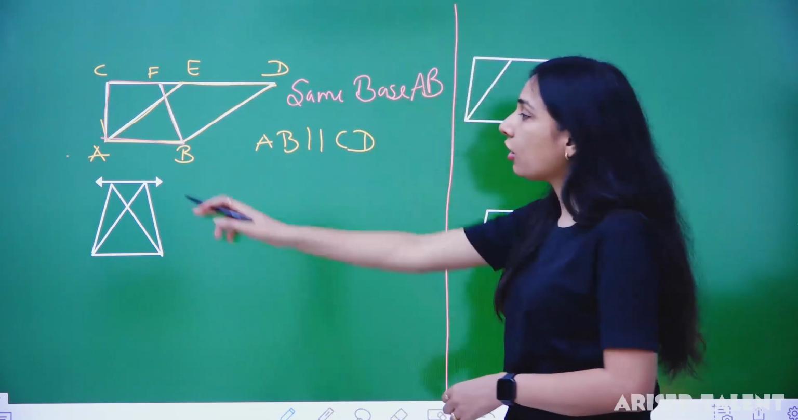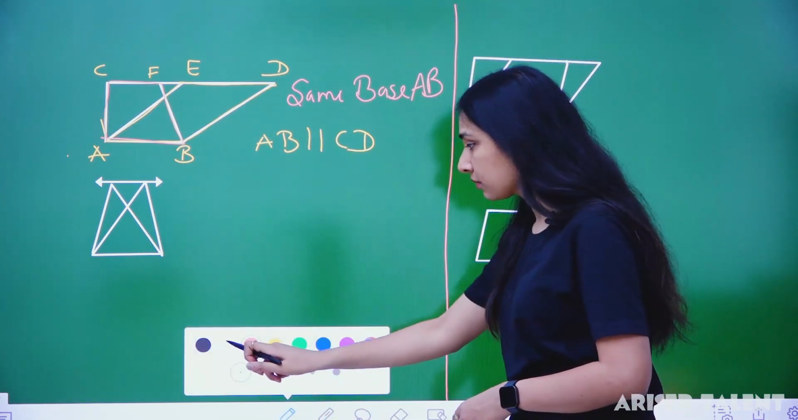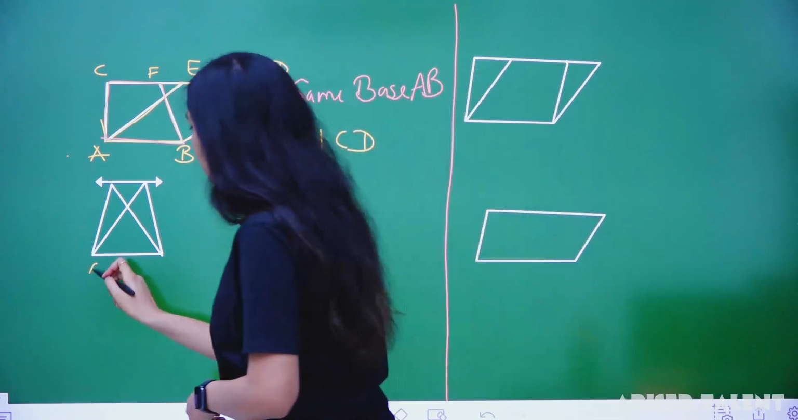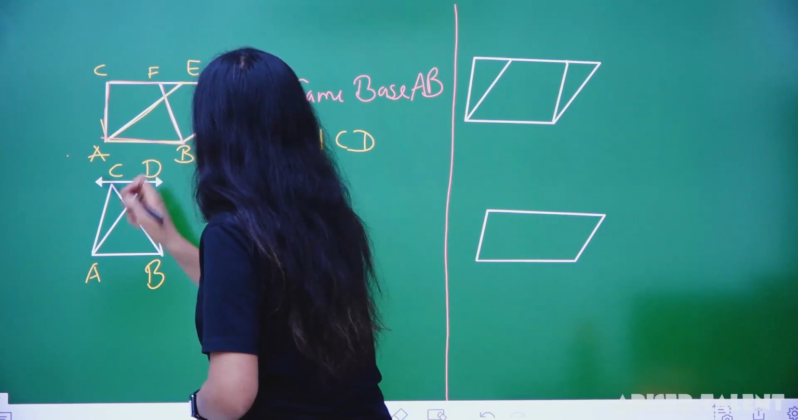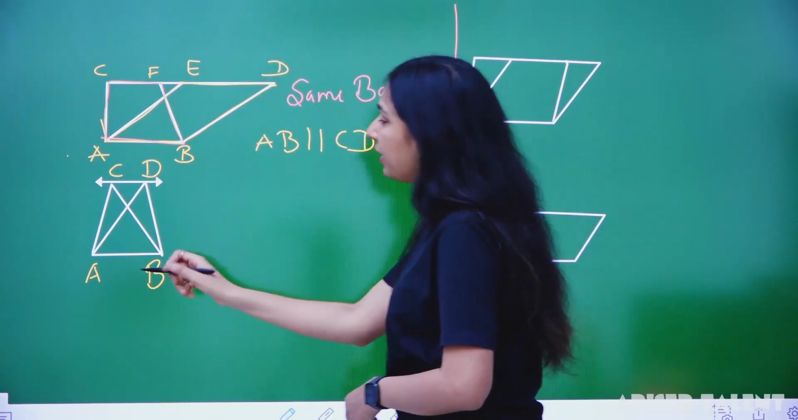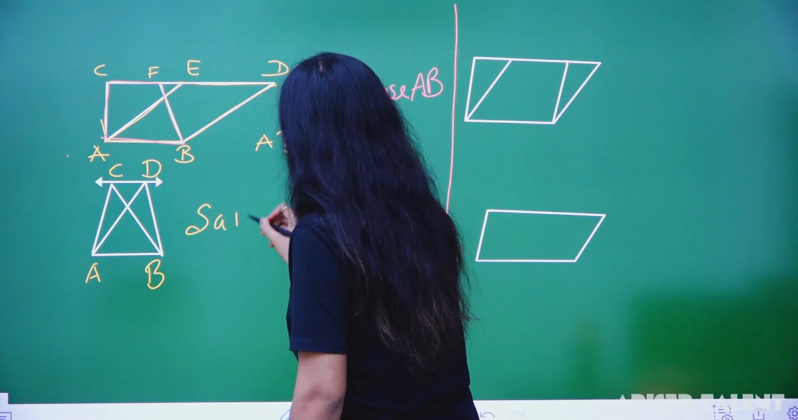Now, we will talk about this. Here we have got these points A, B, C and D. So look at it. We are having the same base, common base AB.